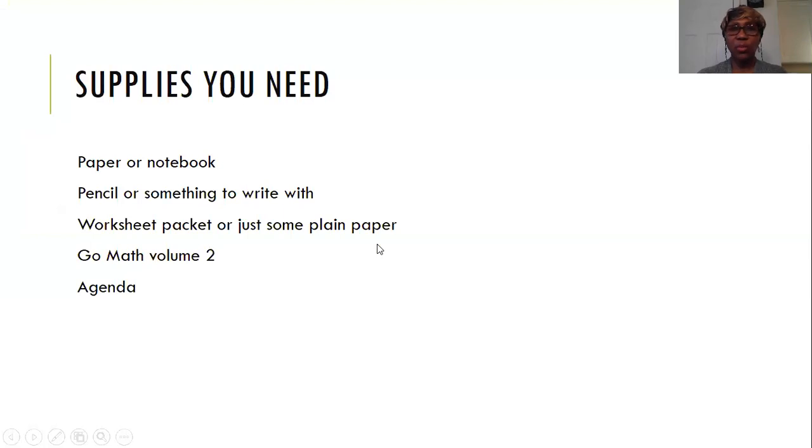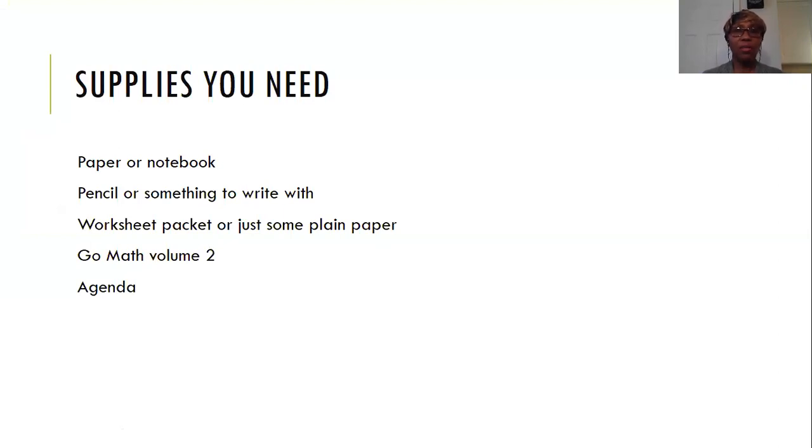I need some things from you first. Supplies that you need: some paper or a notebook, a pencil, something to write with, and your worksheet packet. If you have that worksheet packet that they give you from school, please get that. If you don't have it, you're fine. Just get a plain sheet of paper.